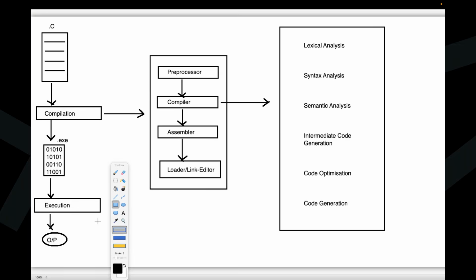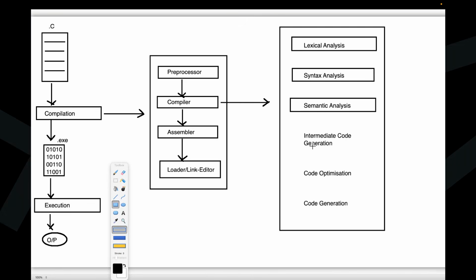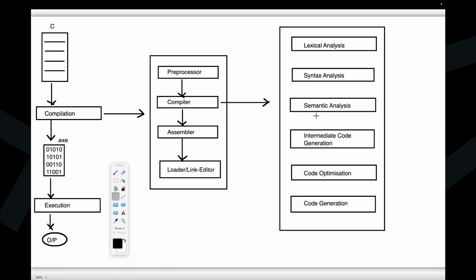That's it. Now, how many phases are available here? 6 phases. Lexical analysis is one phase, then syntax analysis, semantic analysis, intermediate code generation, code optimization, and code generation. After completion of lexical analysis, it goes to syntax analysis. After syntax analysis, semantic analysis. After semantic analysis, intermediate code generation. After that, code optimization. After code optimization, finally code generation, where executable code is going to be generated.